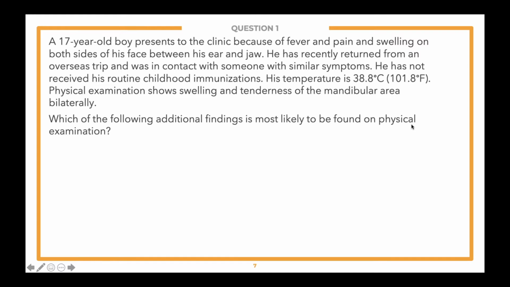After that, we'd like to begin with the lead-in, which is the last sentence or the question itself. And the reason we do that is because we want you to know what the test writer is asking. This way, when you read that vignette, you can pick up on all those relevant clues and prevent yourself from having to waste time and reread that question on test day. So let's read that lead in now. Which of the following additional findings is most likely to be found on physical examination?